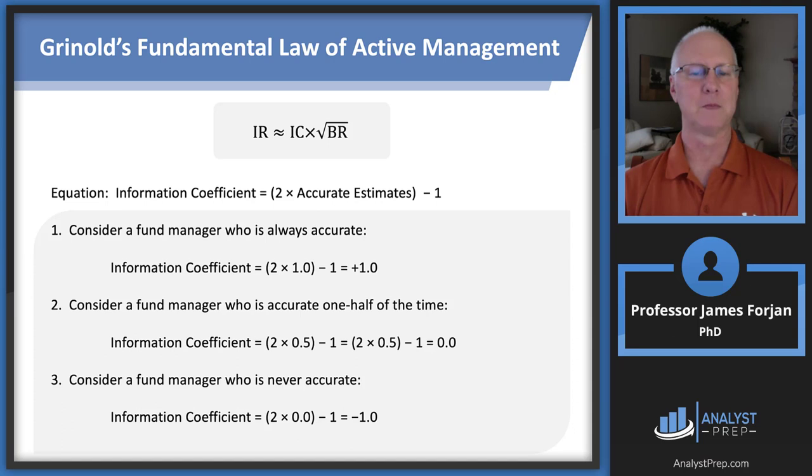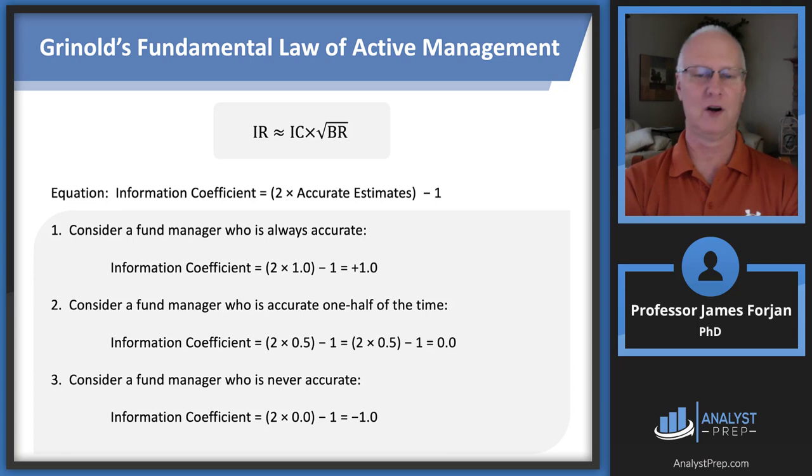Let's consider another fund manager. And this guy, he's never accurate. No matter what he does, he's totally wrong. Kind of like, do you remember George Costanza in one of those great Seinfeld episodes said, everything I've always done, every instinct I've always had has been wrong. So here, 3 is George Costanza. So 2 times 0 minus 1 is a minus 1.